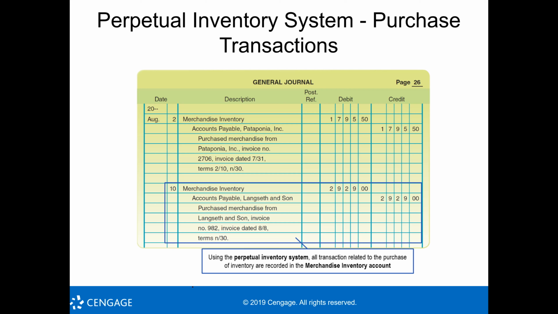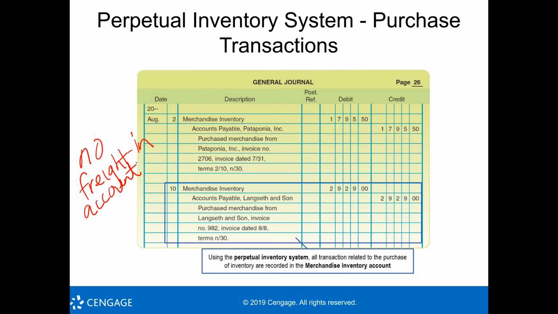We're debiting merchandise inventory. That's increasing, right? Merchandise inventory is an asset. Assets increase with the debit. So we're debiting merchandise inventory, crediting accounts payable. All right, so there's no freight in account.